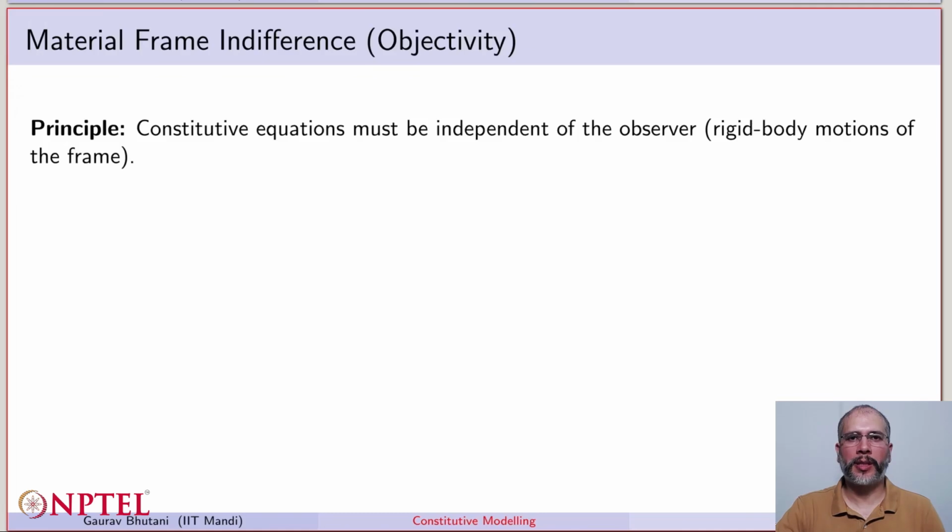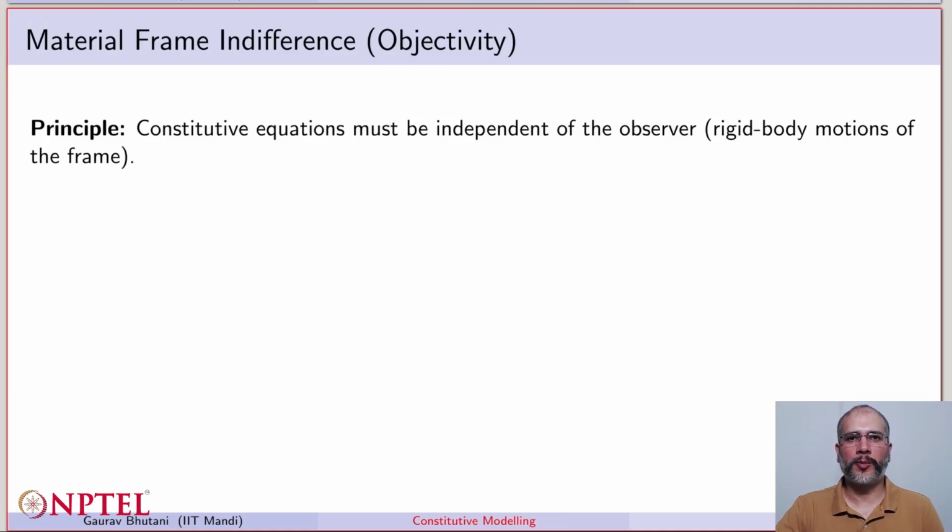So now we move to fundamental principles that allow us to check the admissibility of constitutive models. The first one is the principle of material frame indifference, which is also called objectivity. The basic idea behind this principle is that the constitutive equations that we develop to relate responses such as stresses with causes such as strains should not be dependent on the observer who is making the measurements, because it is a property of the material, not a property of the observer.